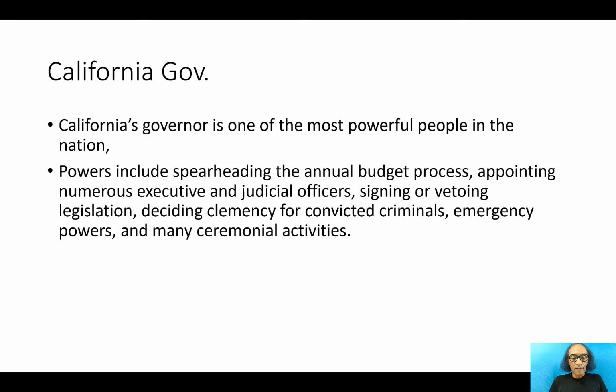So of all the governors, the California governor is regarded as first and foremost. And as indicated earlier, his powers include a variety of areas, which include the annual budgeting process, the appointment of executive and judicial officers, a sort of legislative function of signing or vetoing legislation, deciding on clemency for convicted criminals, and emergency powers, along with a variety of other ceremonial activities.